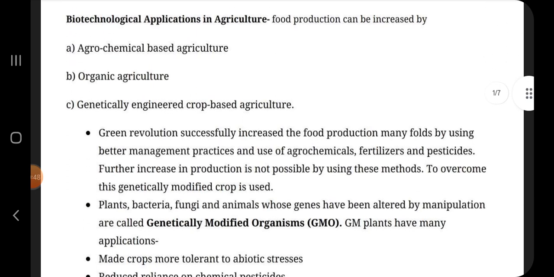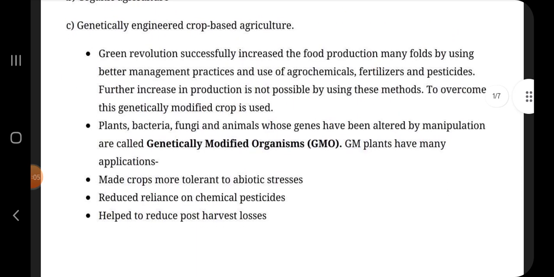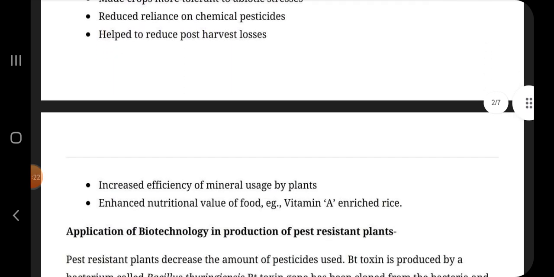Then the biotechnological applications in agriculture are agrochemical based agriculture, organic agriculture and genetically engineered crop based agriculture. Plants, bacteria, fungi and animals whose genes have been altered by manipulation are called genetically modified organisms, GMO. GM plants have many applications. They make crops more tolerant to abiotic stress, reduce reliance on chemical pesticides and help to reduce post-harvest loss.